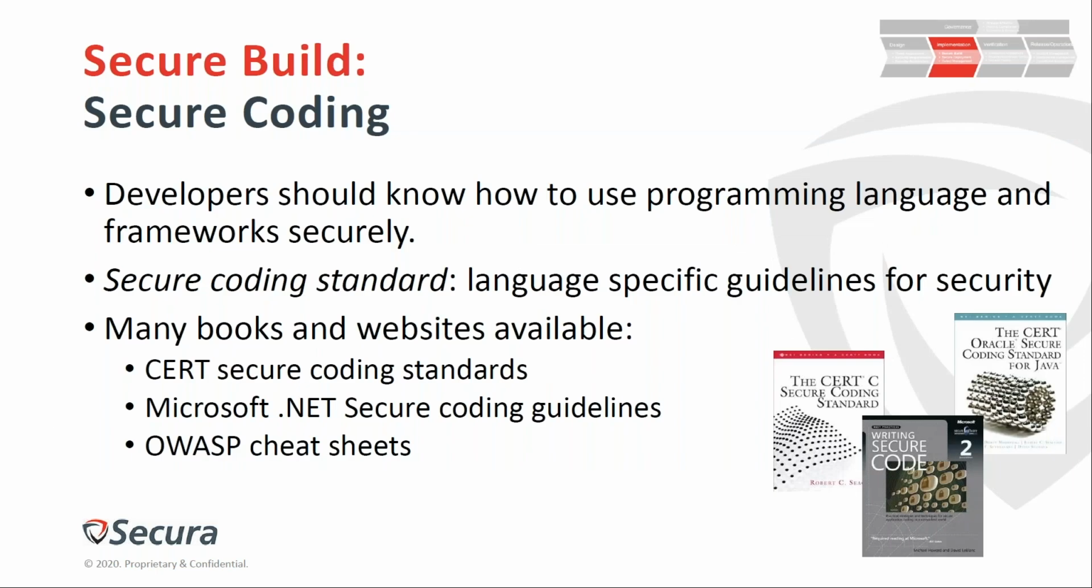Now, code is an essential part of the system, and therefore we need to code the right things, and we need to code them right. A secure coding standard gives you language-specific security guidelines. It tells you which programming constructs you should use and which ones you should avoid. How do you get such a secure coding standard? Well, you can find them in books. You can find lots of them online, and especially the OWASP cheat sheets are really useful and available online for free.